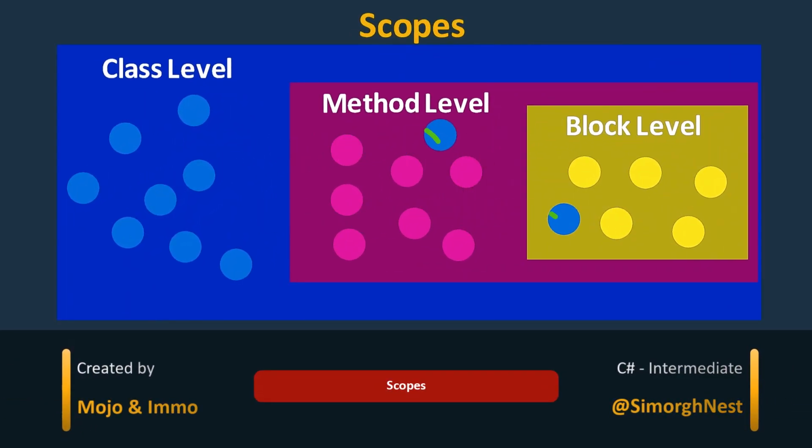Scopes in C# determine where variables can be accessed and how long they exist. They help us organize and manage variables effectively within our program. Knowing how scopes work is important for writing clean, efficient, and bug-free code.